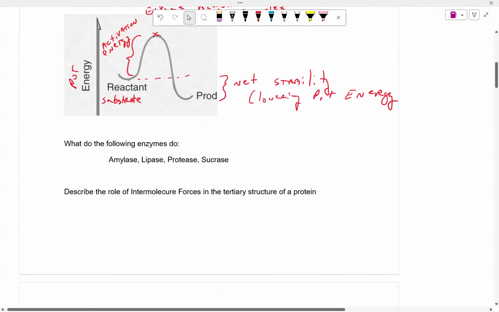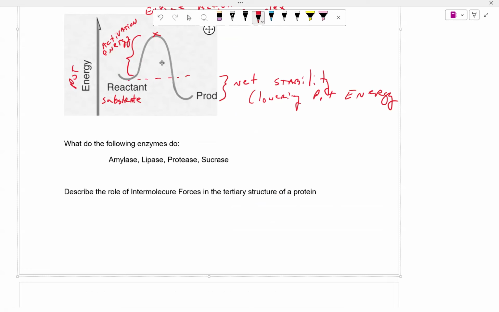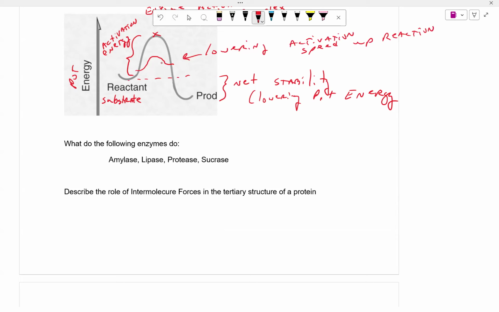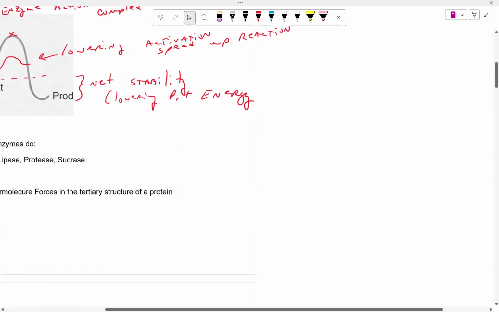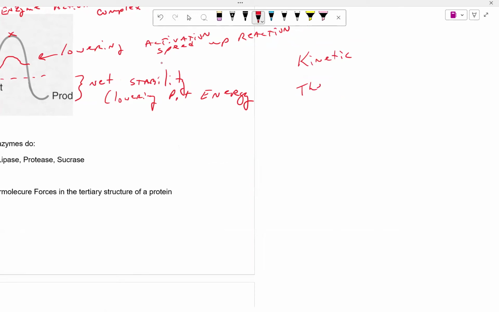Let's see, what else can you say? Oh, and by lowering the activation energy, you speed up the reaction. And remember, we talked about there are two considerations for a reaction. There is the kinetic and the thermodynamic.